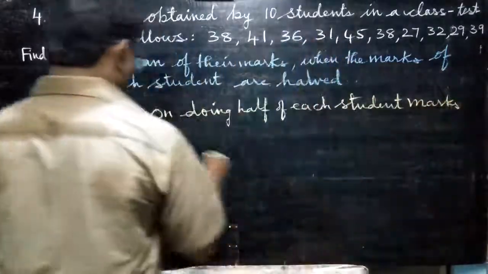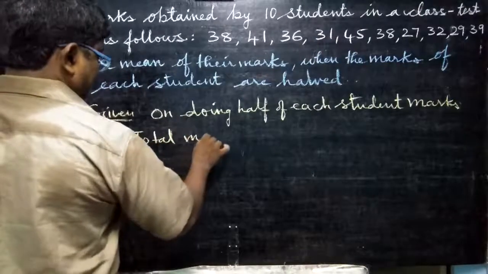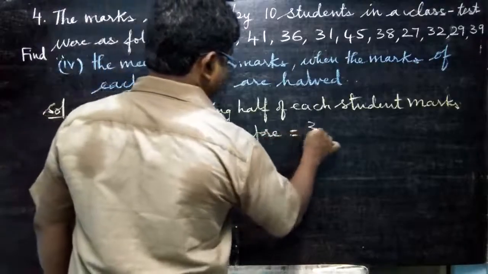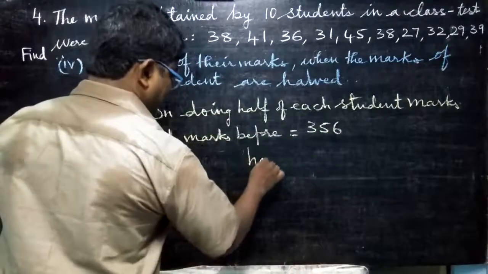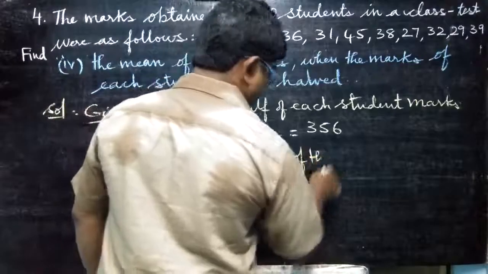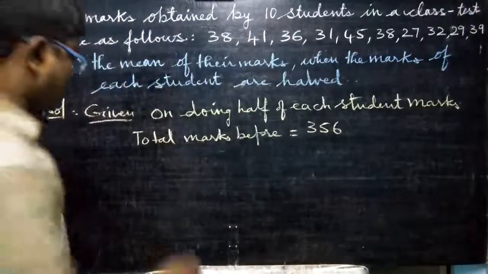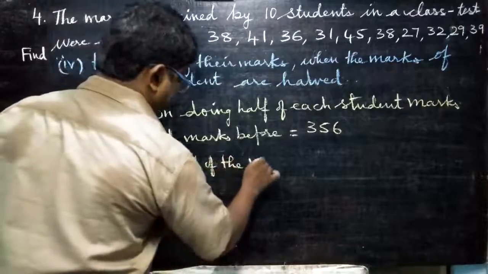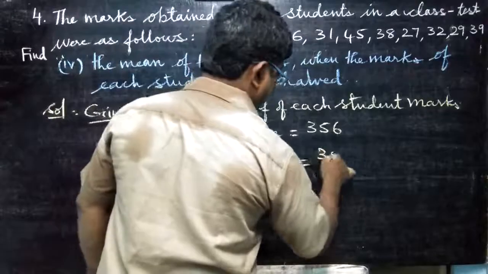So now, how much was the total marks before? 365. Now we have to make it half. Half of the marks. Double means you multiply, half means divide by 2.